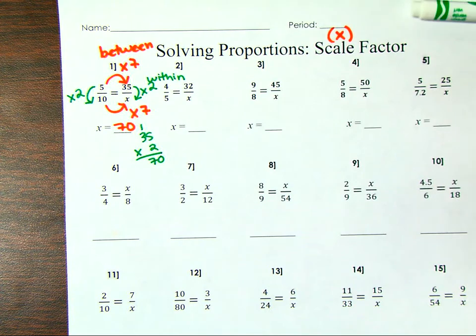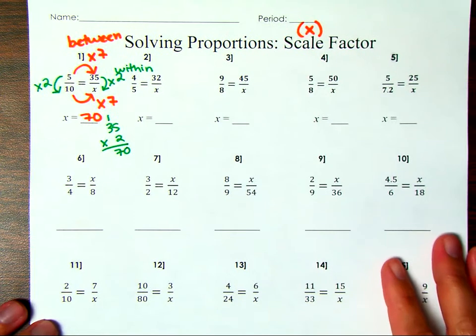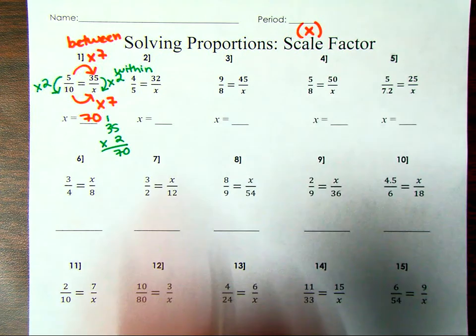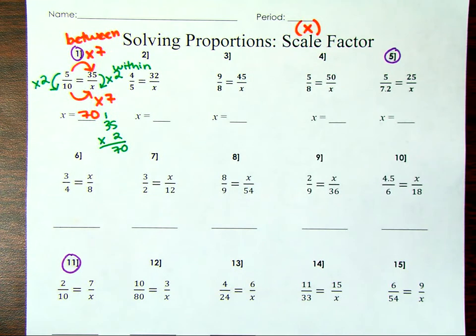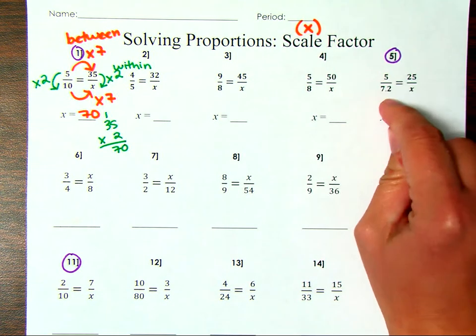So I'm going to do 2 more with you, again using that vocabulary to help you out and just review that for you. And then you're going to have some practice problems on your own. So we're going to do number 1, number 5, and number 11, and then we'll have some practice problems for you too. All right. So on this one, you need to look at the numbers you know. We know 5 and 7 and 2/10.